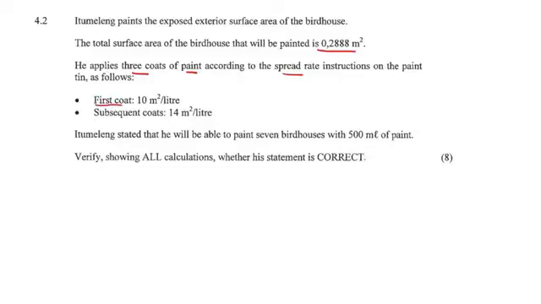The first coat, he does it like this, and then the other 2 coats, because remember he's going to do 3 coats in total, so the next 2 coats he does it like that. Itumeleng stated that he would be able to paint 7 of his birdhouses with only 500 mils of paint. Verify showing all calculations whether his statement is correct. Okay, so quite a good question.